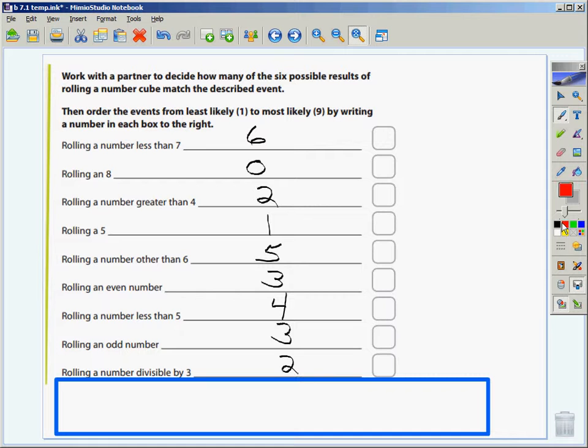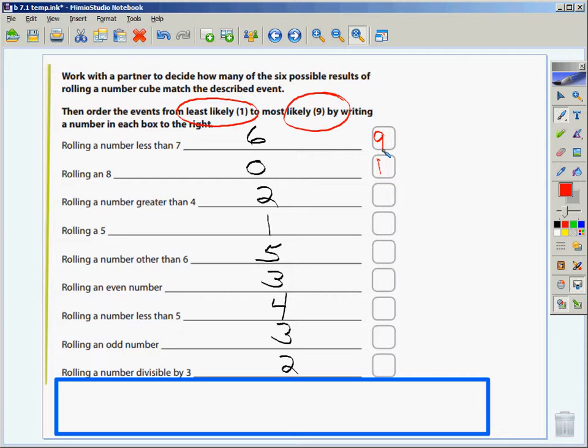Now, the first thing we're going to do is identify the least likely one to happen. Rolling an 8. Not going to happen, is it? There isn't any 8s. We're going to put also then the most likely one to happen. Rolling a number less than 7. So I've identified my outside ends of this. I knew which one's least likely and which one's most likely.